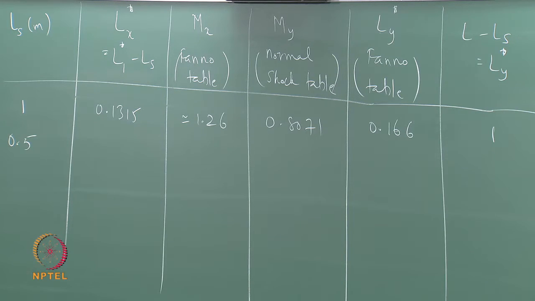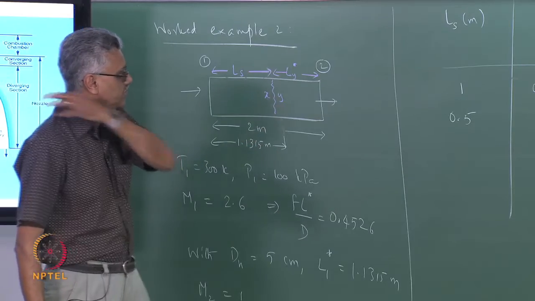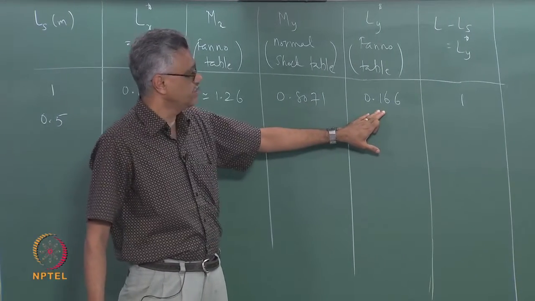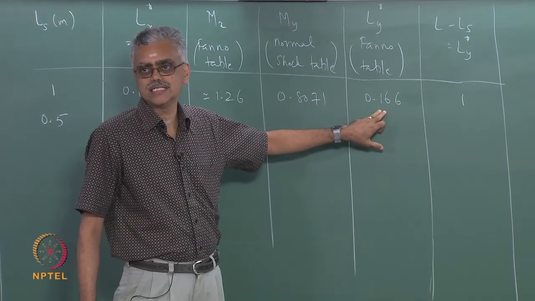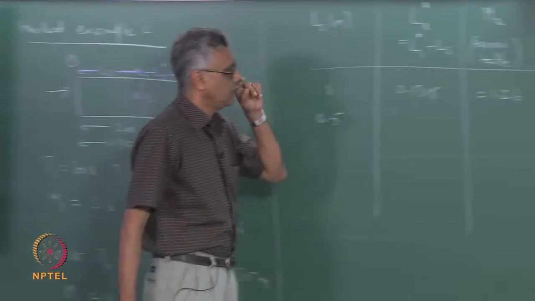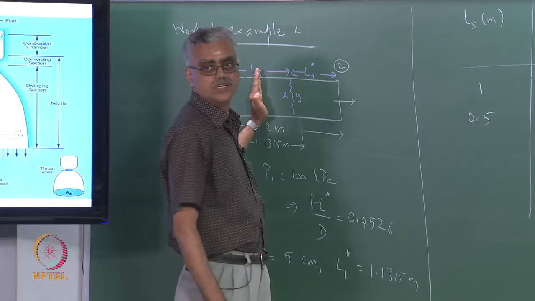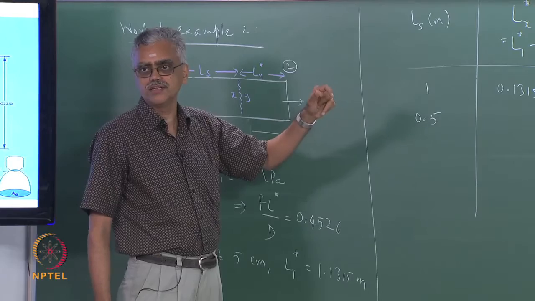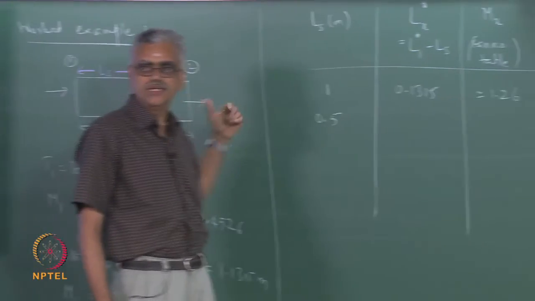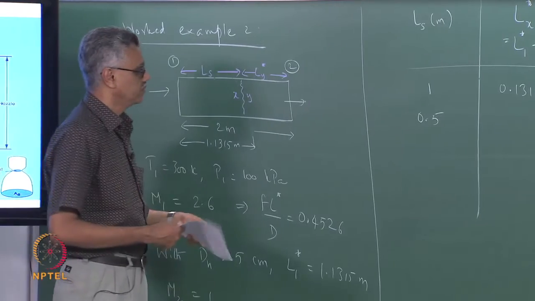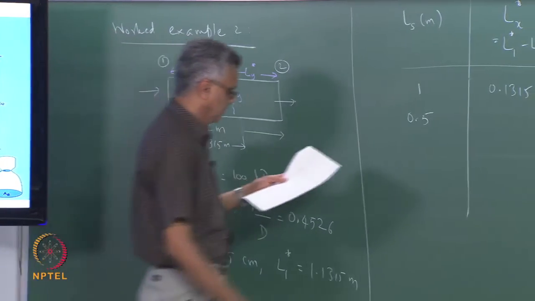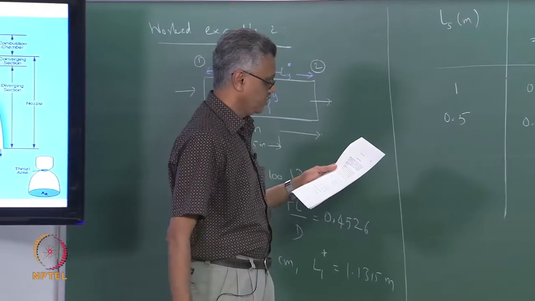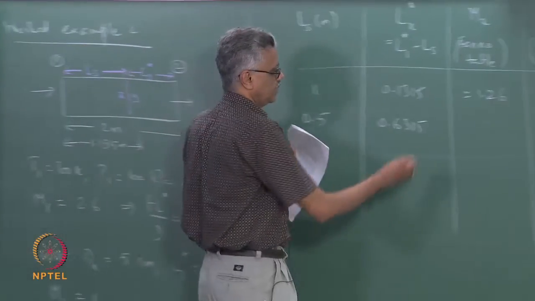We can also try to draw some inferences from the numbers that you have. For example, you notice that for this choice of the shock location, I get my Ly star to be much less, which means it actually seems that we need to move this a little bit to the left so that the Ly star will come out to be larger and comparable to L minus Ls. So that gives us a clue that we should take the other choice, that we should go this way. So let us make it 0.5, then this becomes 0.6315. We follow the same procedure.